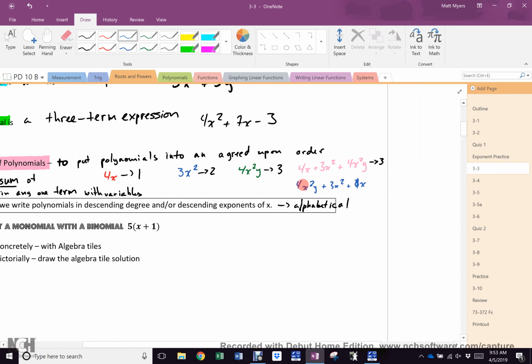So what's the first alphabetical letter there? Is it X or XY? If you were writing these in alphabetical order, you would put the X first, right? So this would be 3x squared. Now I'm done with all the x squareds. Then I've got a 4x squared y. Then I've got a 4x, because I'm dealing with all the x's first. Then I start in on the y's.